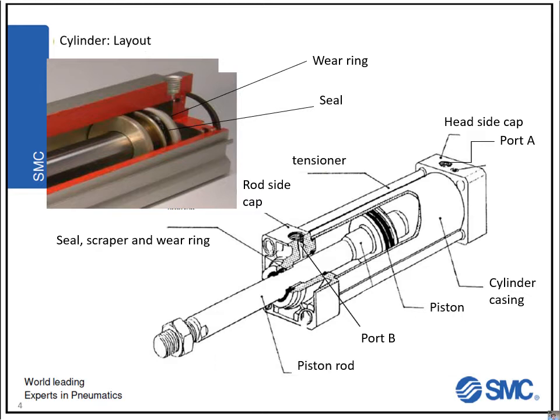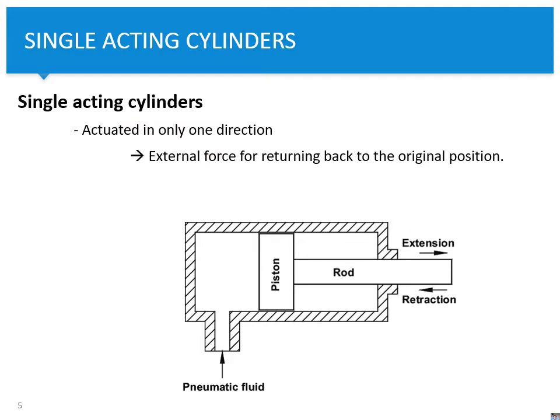There are two important varieties of cylinders. The first are single acting cylinders, and they are actuated in only one direction. So in fact, they're only able to, for instance, extend, and retraction has to happen using an external force. For instance, a mass. So by the weight of some mass, the cylinder can return back to the original position, or using a spring.